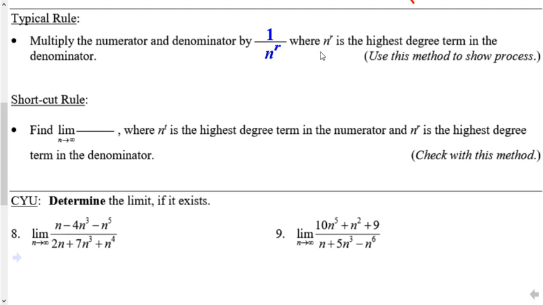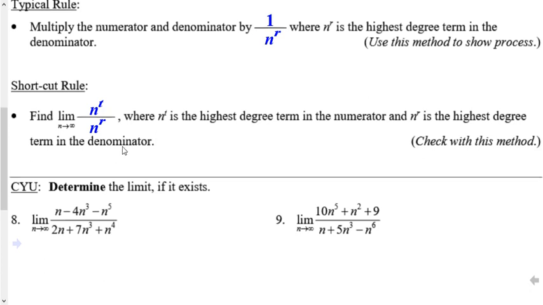The shortcut, which is what we learned in Math 30-1: if n to the t is the highest degree term in the numerator, and n to the r is the highest degree term in the denominator, if I find that ratio, that will tell me what the limit is approaching.